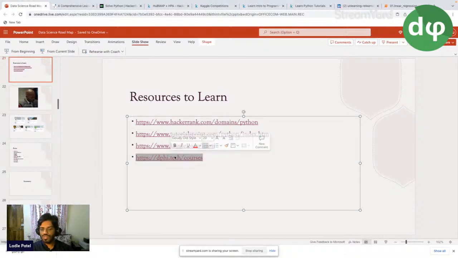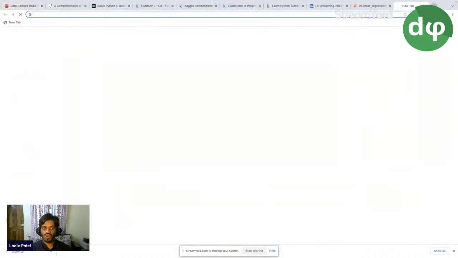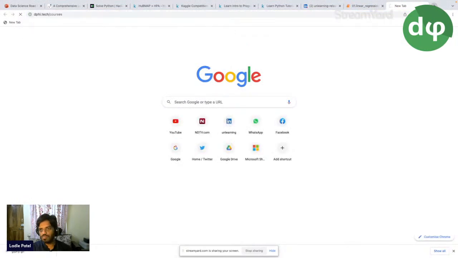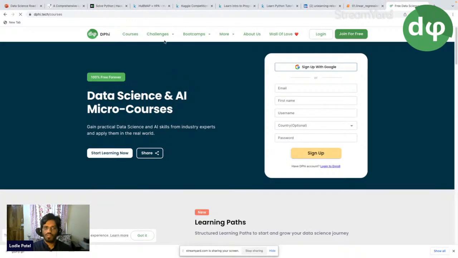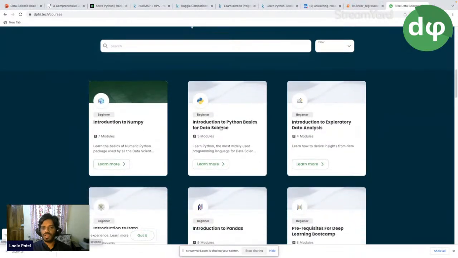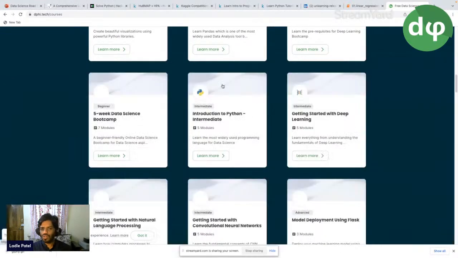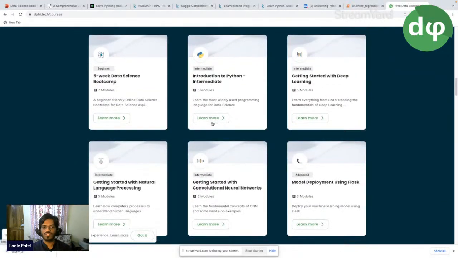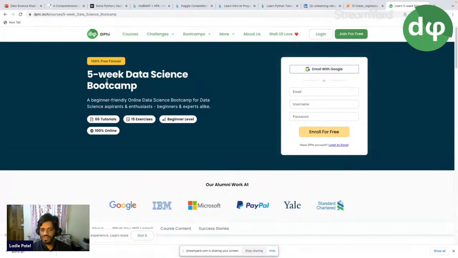DPhi has very comprehensive, very good free courses. You can again learn from them. These courses are taught by industry experts, with very good support from various folks. So you learn in 1 or 2 weeks their introduction to NumPy, Pandas, data analysis, whatever is required, right? There are short courses, like 5 weeks. In 5 weeks, you understand end-to-end data science, and this is free.